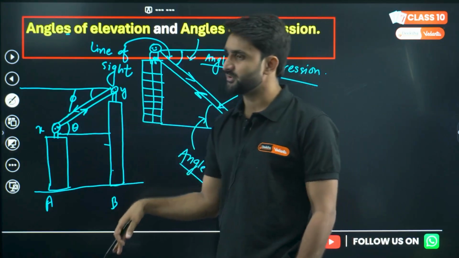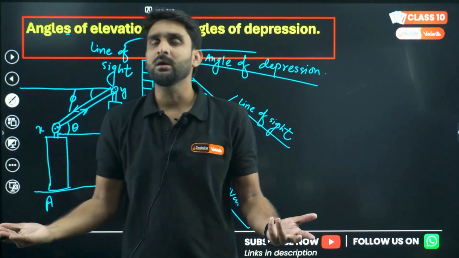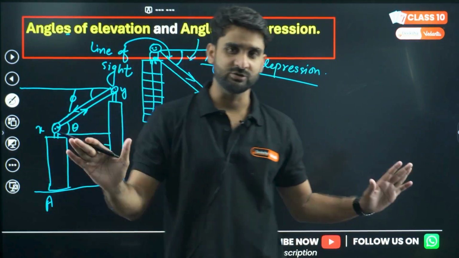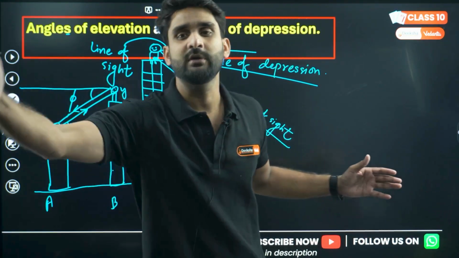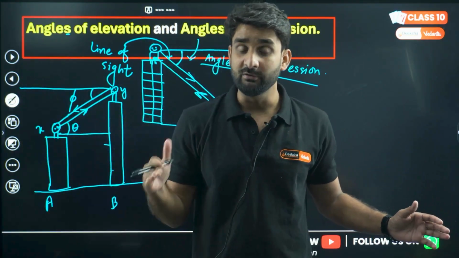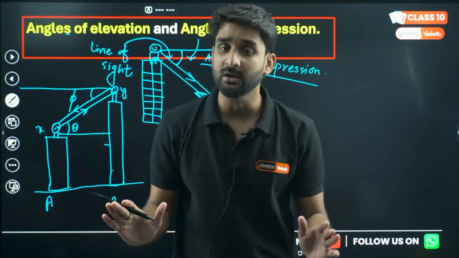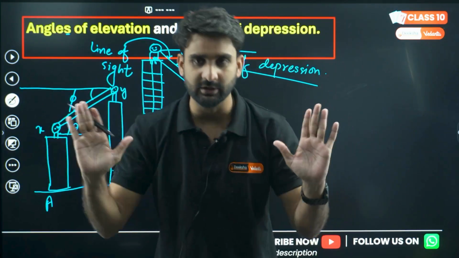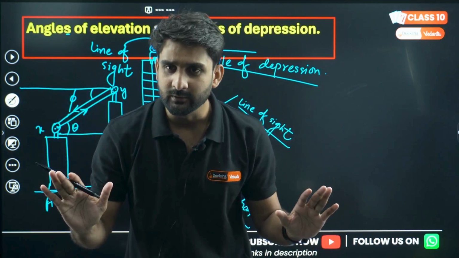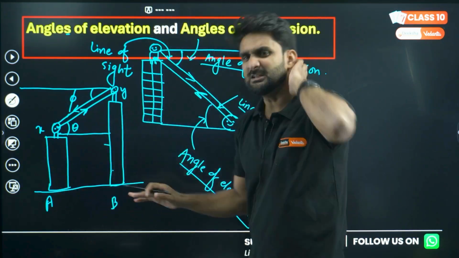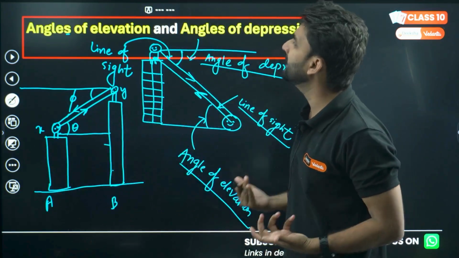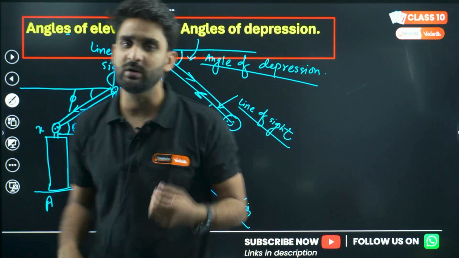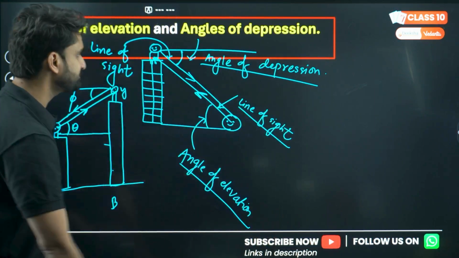In a single situation, there can be both an angle of elevation and an angle of depression. Somewhere only the angle of depression will be there, somewhere only the angle of elevation, and in some questions both will be there. Are you getting my point? So my dear kids, please be ready for that. Kindly identify the angle of elevation and angle of depression and their exact positions.